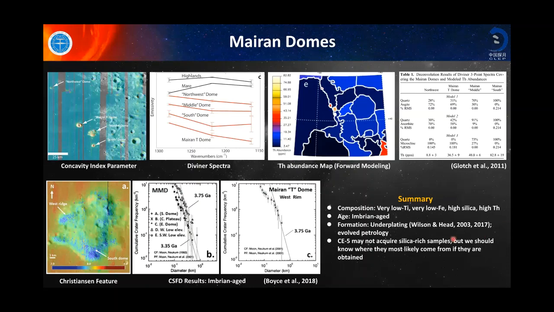And I don't think the Chang'e-5 mission has a large possibility to sample silica fragments back, but if we have silica-rich particles or fragments from the Chang'e-5 sample catalog, we need to know where the most possible place these fragments come from.